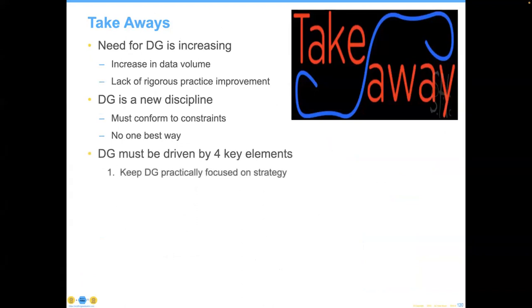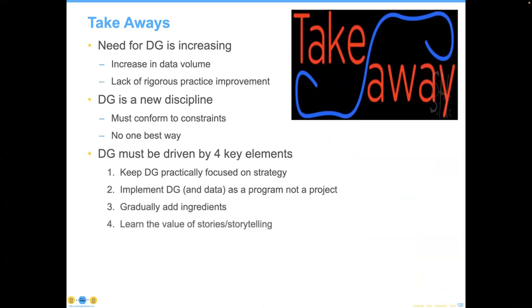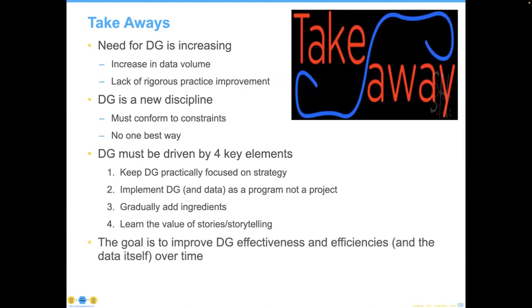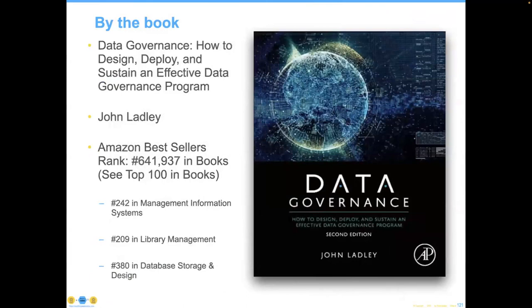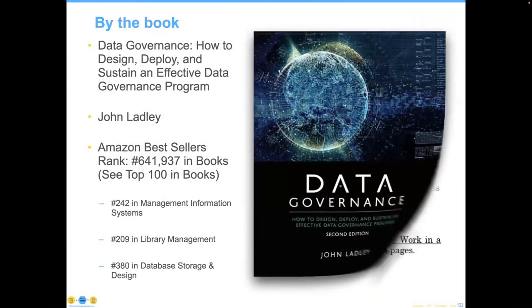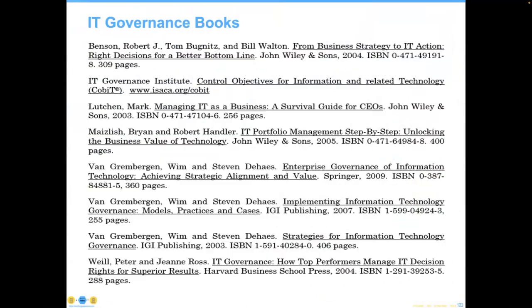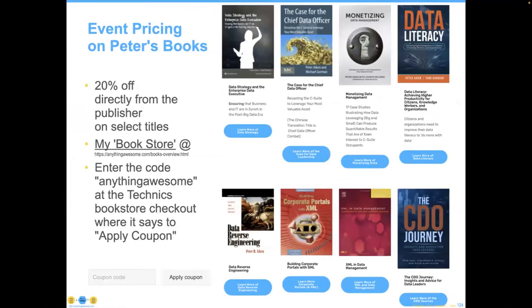It's got to be driven by these four elements that I've talked about: keeping focused on strategy, programmatic instead of project-specific focus, gradually adding ingredients, and learning the value of storytelling to improve our data governance initiatives over time. A favorite book of mine by my colleague John Ladley, a couple of references for you all, and we jump back here to the Q&A part.